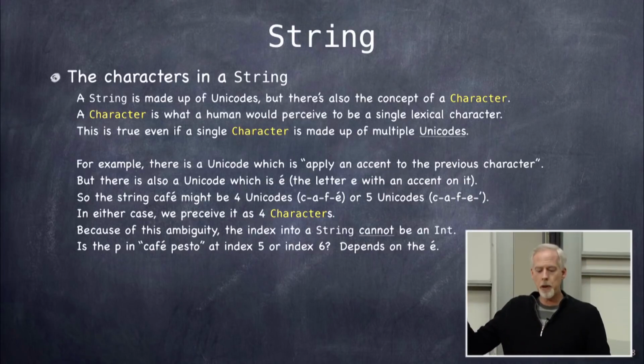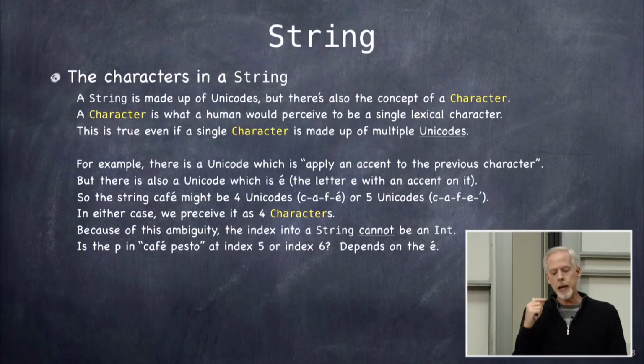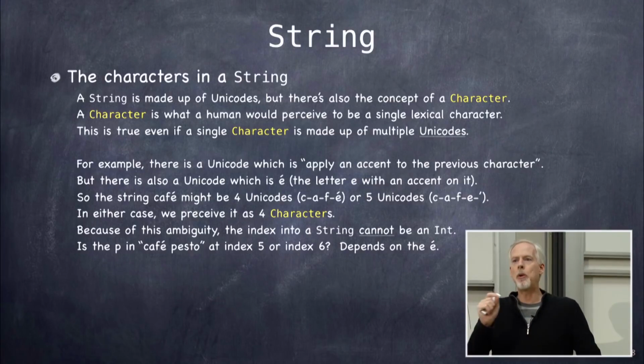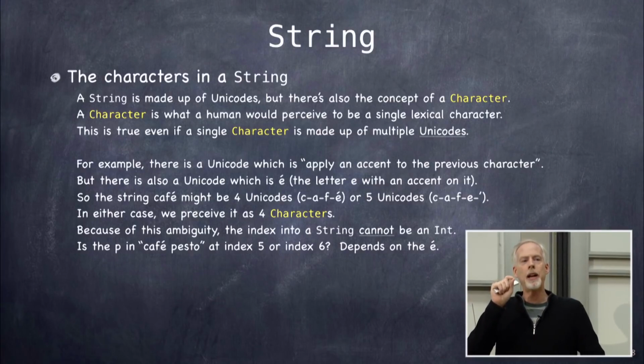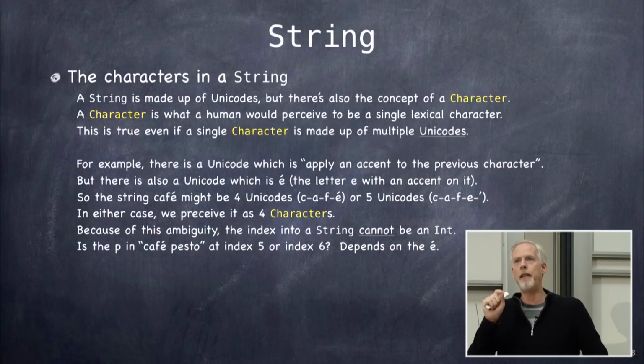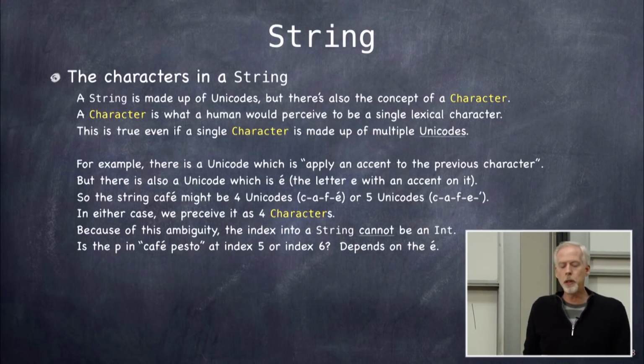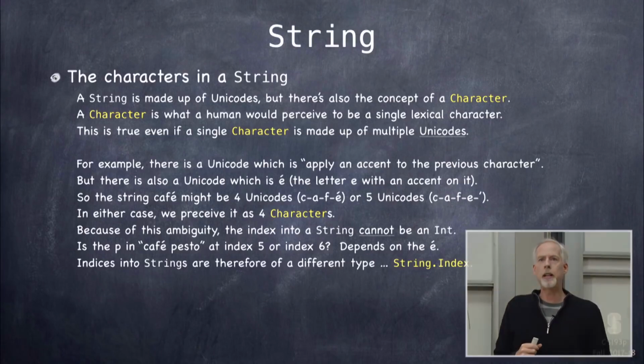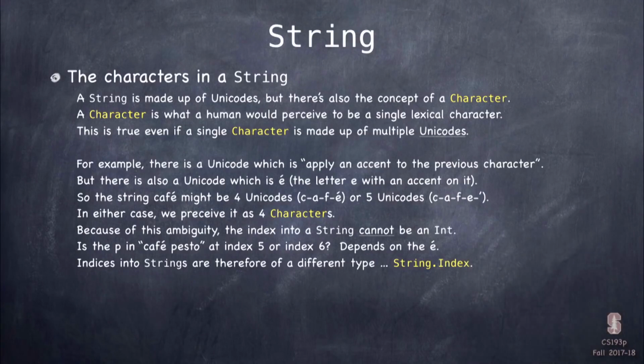If we had the phrase café pesto, one of my favorite pizza joints in Hawaii, is the P at index 5 or at index 6? It depends on whether that E is an E with an accent or 2 Unicode characters, the E and the accent. So what we do is we don't index strings by Int. Instead, strings are indexed by their own special type, String.Index, and that's the only way to use subscripting on a string. You need a String.Index, not an Int.